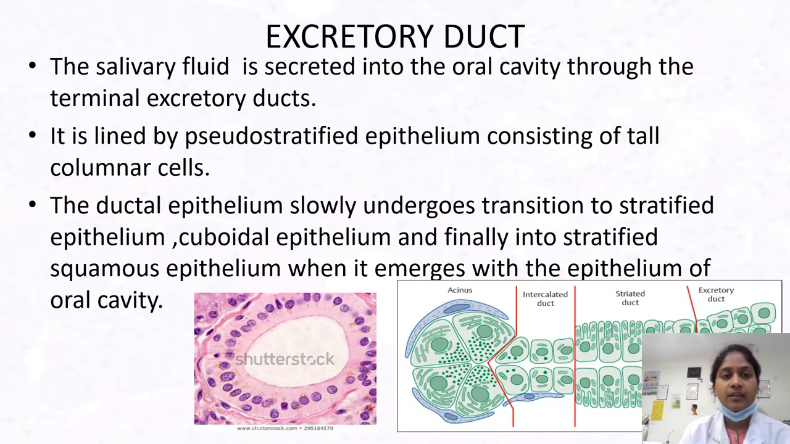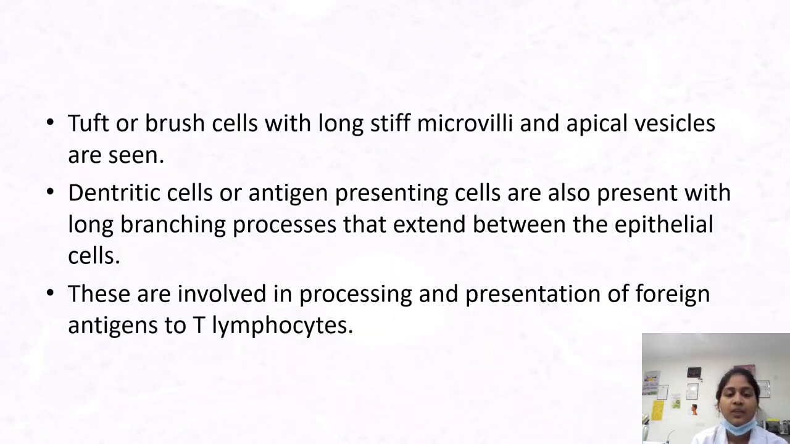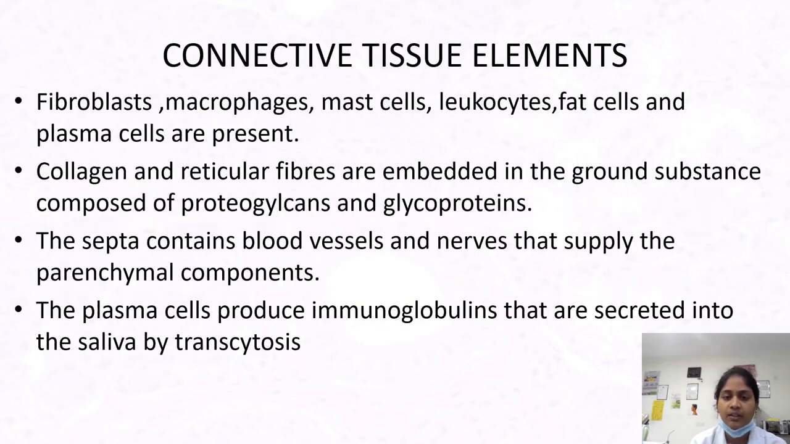Coming on to the excretory duct. The salivary fluid is excreted into the oral cavity through the terminal excretory ducts, which are lined by pseudostratified epithelium consisting of tall columnar cells. The ductal epithelium shows a gradual transition to stratified cuboidal and finally to stratified squamous epithelium. Duct or brush cells with long, stiff microvilli and apical cells are seen. Other cells such as dendritic cells and antigen-presenting cells are also seen. These are involved in processing and presentation of foreign antigens to T lymphocytes.